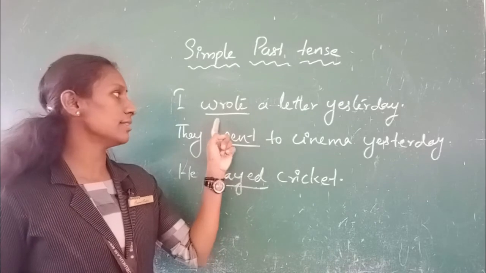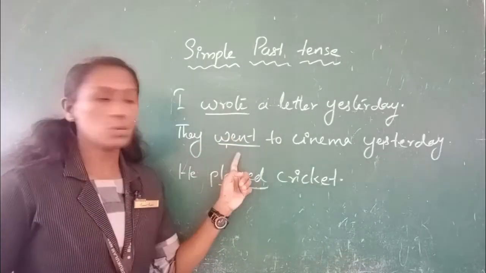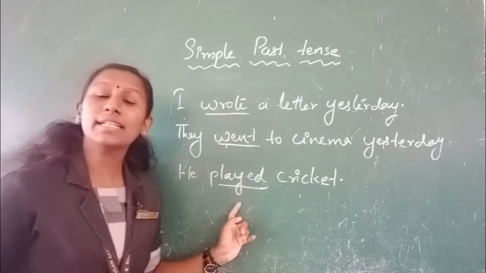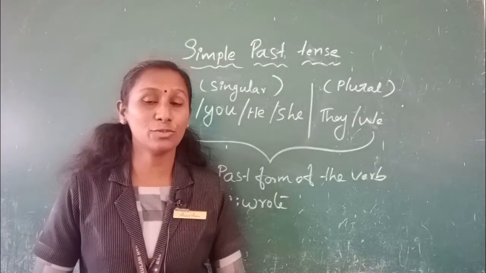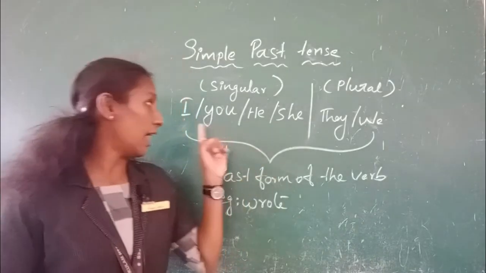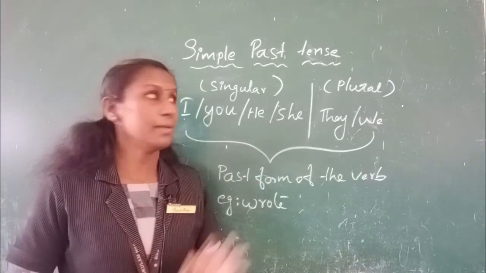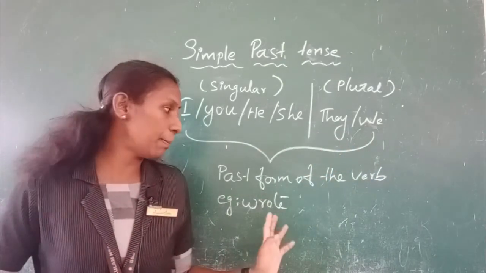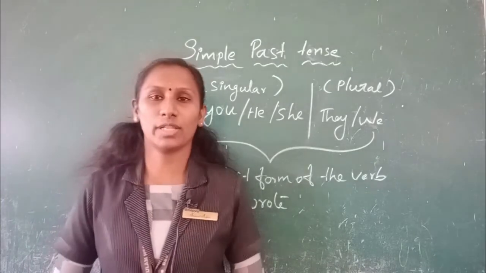Here in the first sentence, the verb wrote is the past form of the verb write. Went is the past form of the verb go, and played is the past form of the verb play. In simple past tense, for singular subjects like I, you, he or she, and plural subjects like they and we, use the past form of the verb. Is it clear, children? Okay.